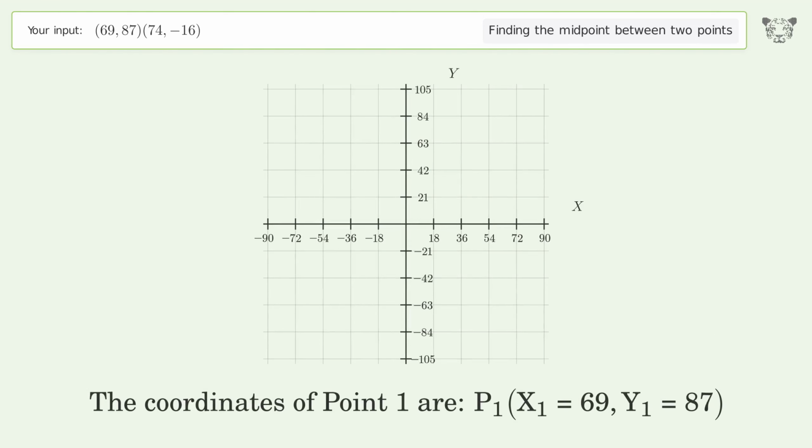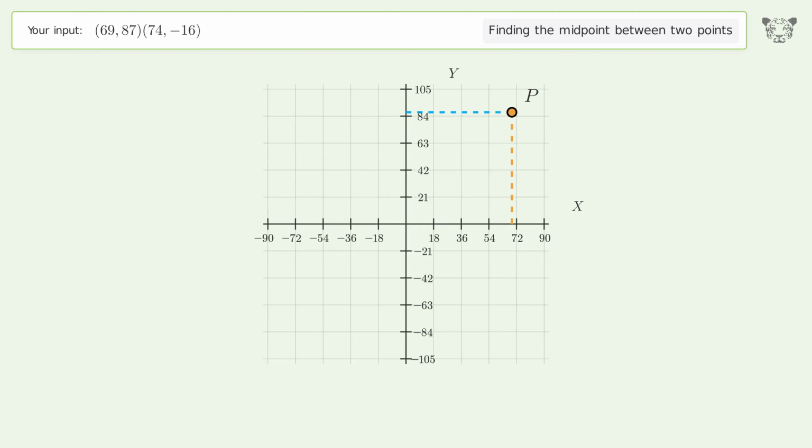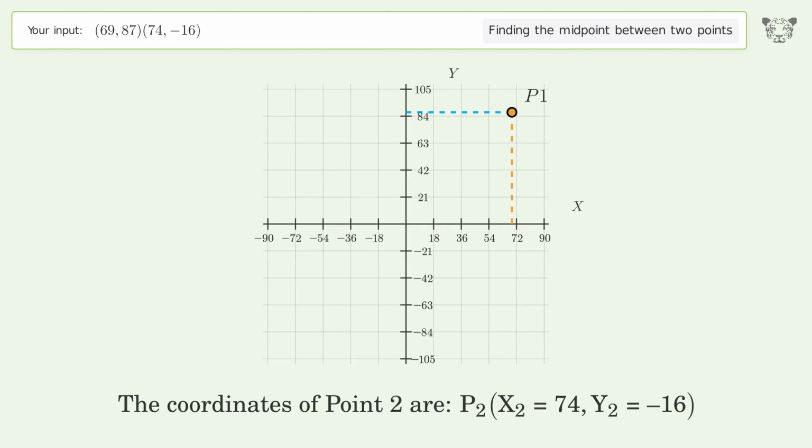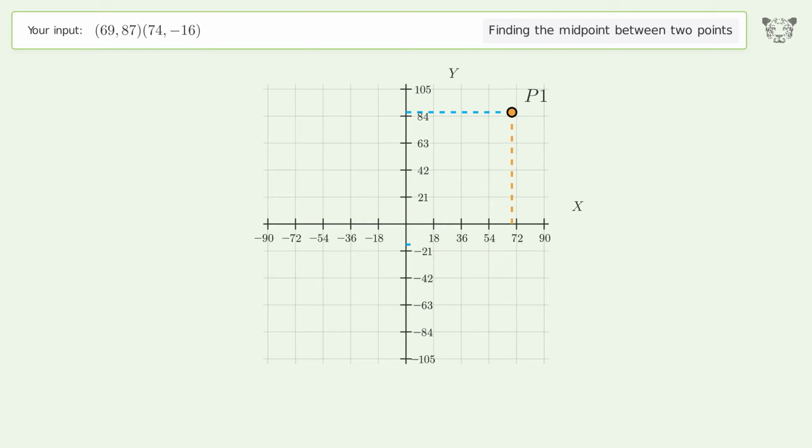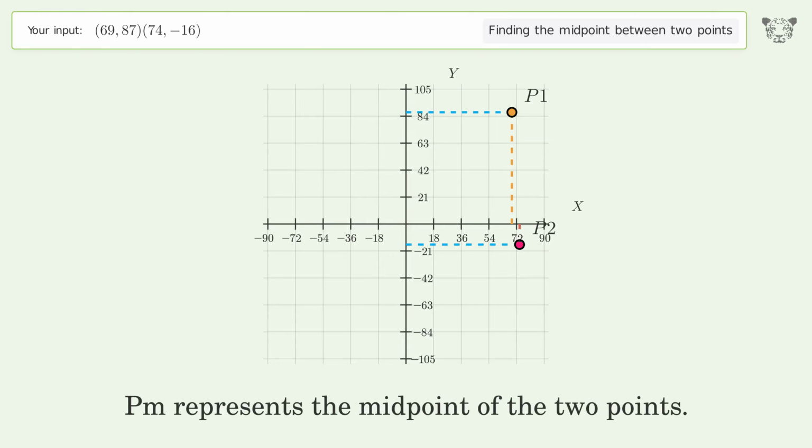The coordinates of point 1 are, x1 equals 69, y1 equals 87. The coordinates of point 2 are, x2 equals 74, y2 equals -16. PM represents the midpoint of the 2 points.